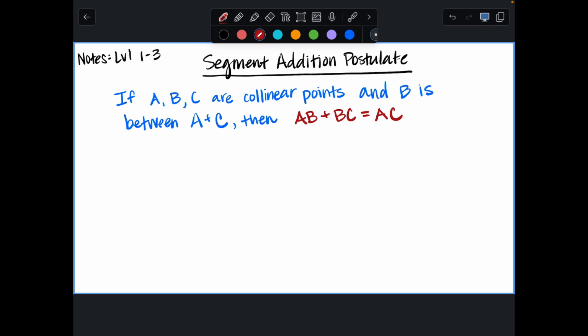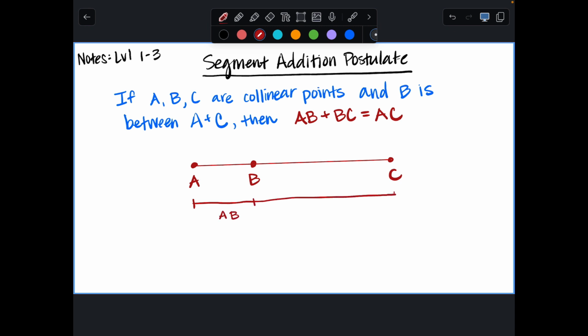This is pretty common sense. If I have a line segment and I have 3 points that are collinear and B is between A and C, then this segment, AB, plus this segment, BC, equals the full length. So let's just go through a couple of examples here.